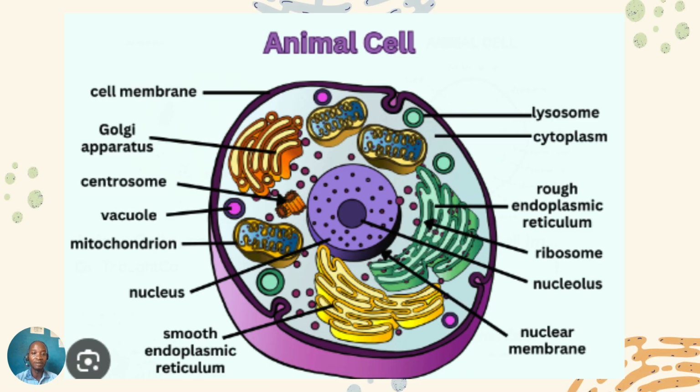Now let's look at the animal cell. They have the cell membrane, the Golgi bodies, the centrosome, vacuole, mitochondrion, and the nucleus, smooth endoplasmic reticulum, the rough endoplasmic reticulum, ribosome, nucleolus, nuclear membrane, lysosome, and then cytoplasm. So these are just very few among all the organelles. So what we're going to be doing now is to begin to mention these organelles and try to note the functions. Kindly find how to tag the function to each of the organelles. Very important.